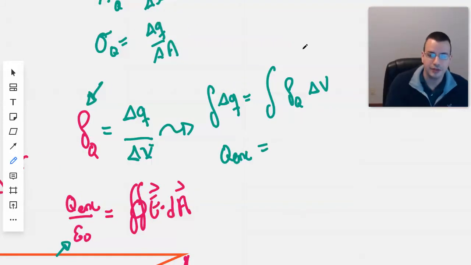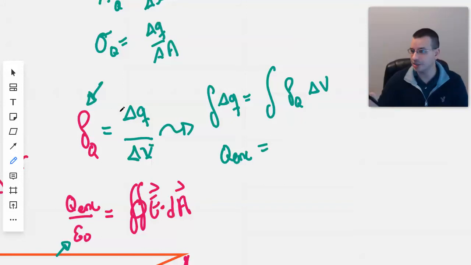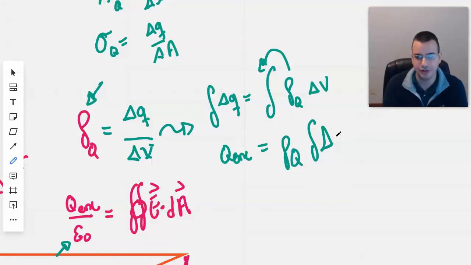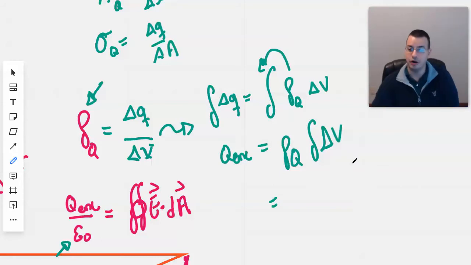We're given that the charge density is constant. A lot of times it's constant, not always, but most of the time it is. And since it's constant, we can pull that out. So we have Q enclosed, then we have the integral of delta V, which equals the volume of our plane within our Gaussian shape.